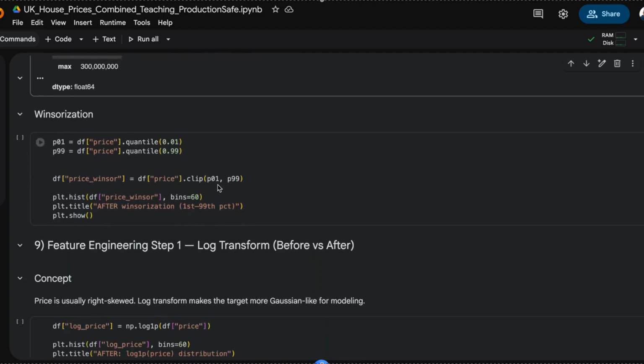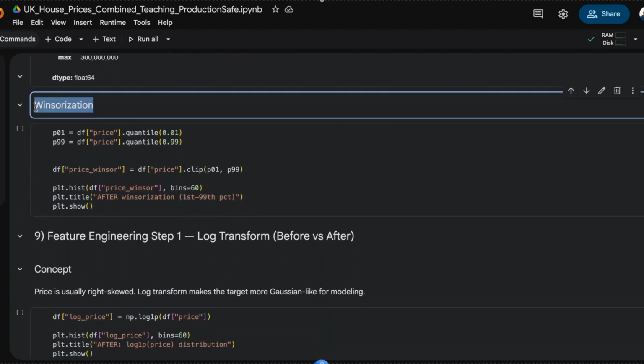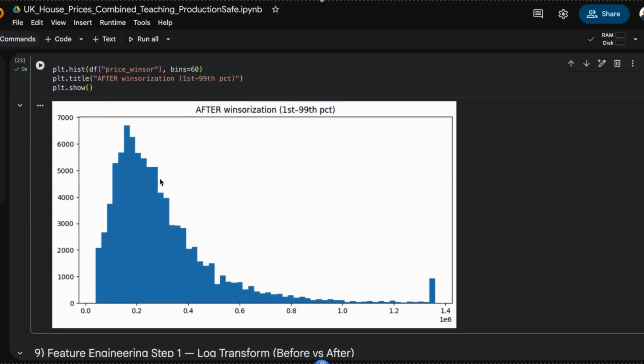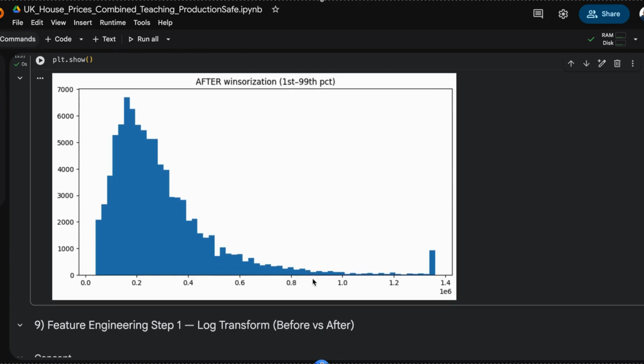Instead of removing outliers, we optionally apply Winsorization. This caps extreme values at the 1st and 99th percentiles. Notice how the extreme tail becomes less dominant. Winsorization reduces the impact of extreme values without deleting observations.